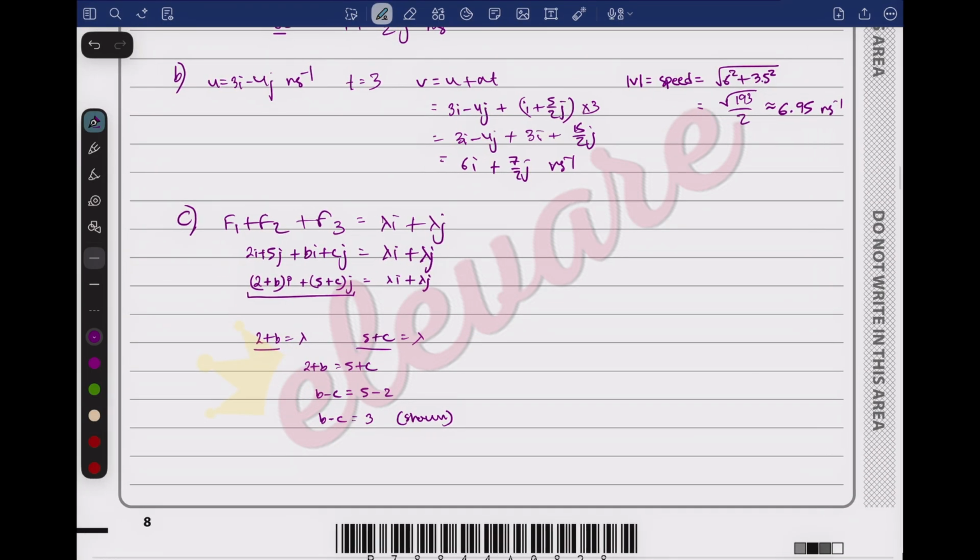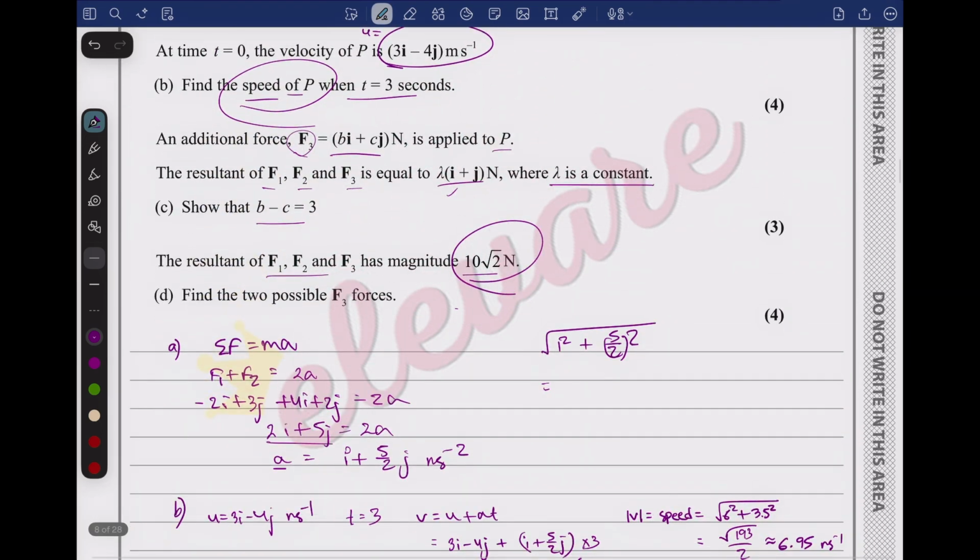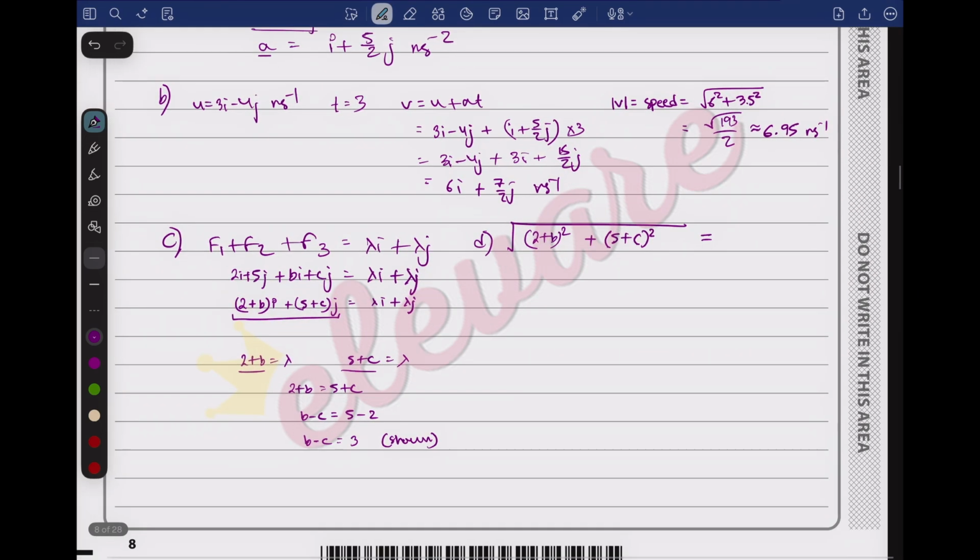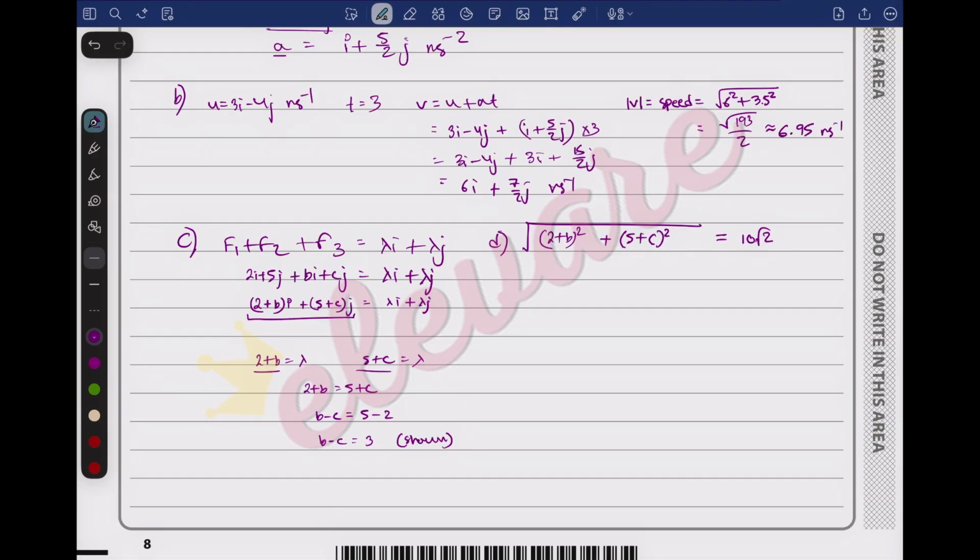So what would be the magnitude of that? Well, the magnitude would be the square root of (2 plus b) whole squared plus (5 plus c) whole squared, equal to... we know what the magnitude is. They've told us it's 10 root 2. So 10 square root of 2, that's it.